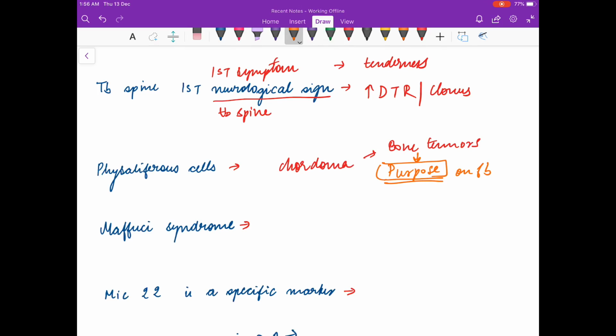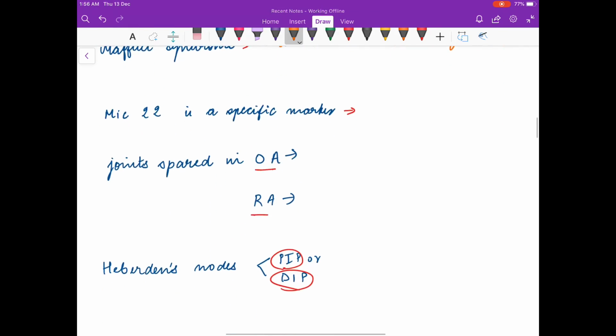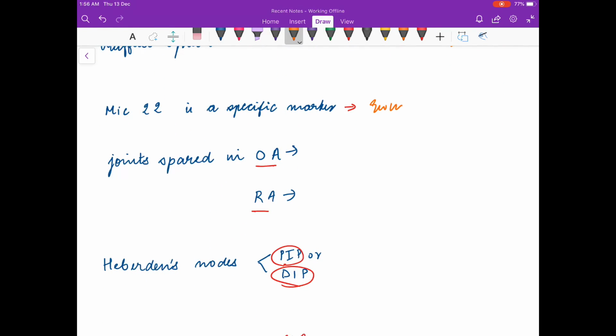Maffucci syndrome is enchondromas plus hemangiomas. MIC-2 is a specific marker for Ewing sarcoma. Ewing sarcoma is most common in second decade. And what else we get? Onion peel appearance.